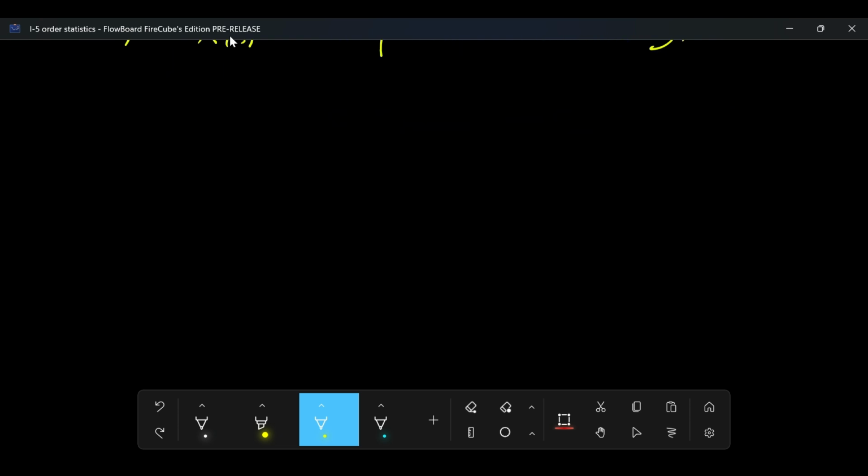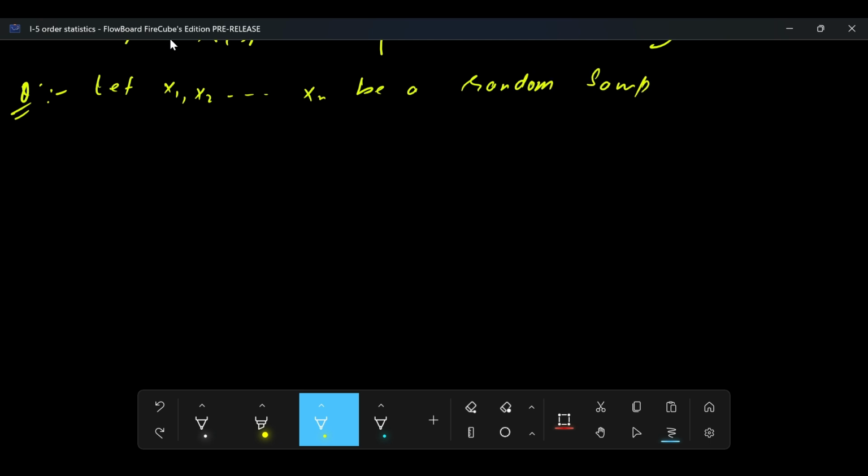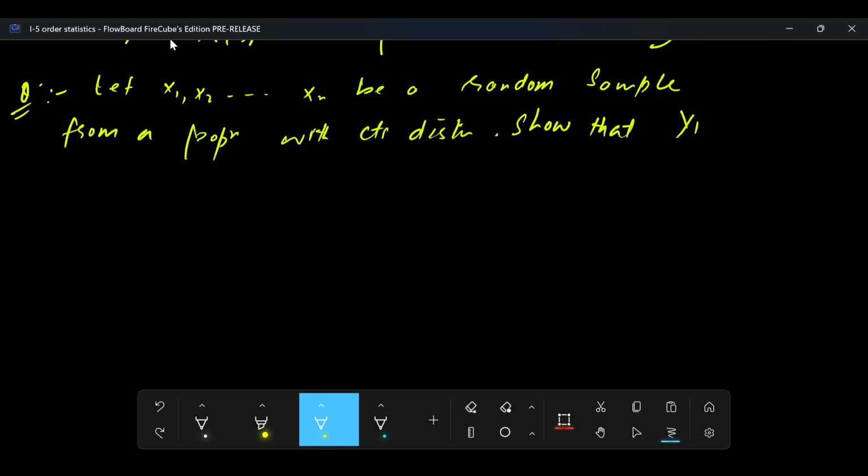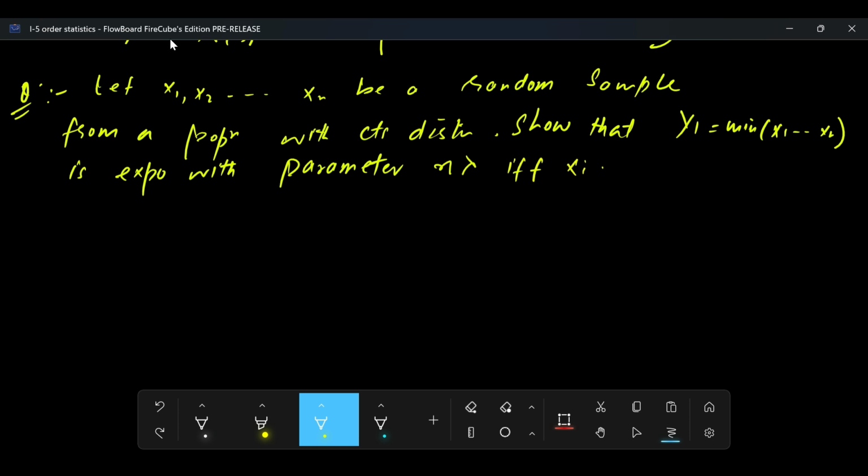Now, the question from fundamentals of mathematical statistics: let x1, x2 up to xn be a random sample from a population with continuous distribution, then show that y1, that's minimum of x1 up to xn, is also exponential with parameter n lambda if and only if the xi's are exponential with parameter lambda.